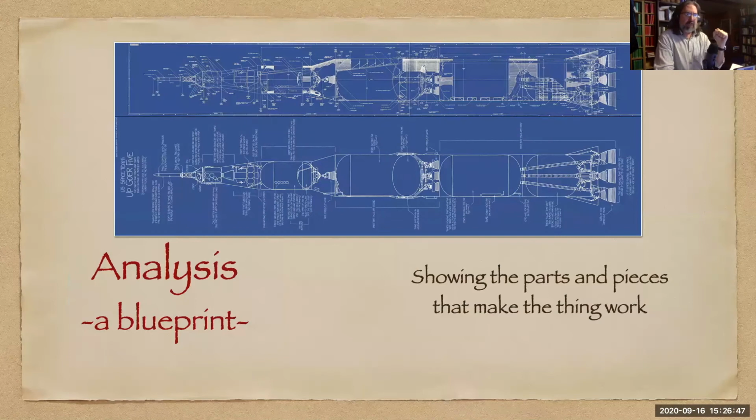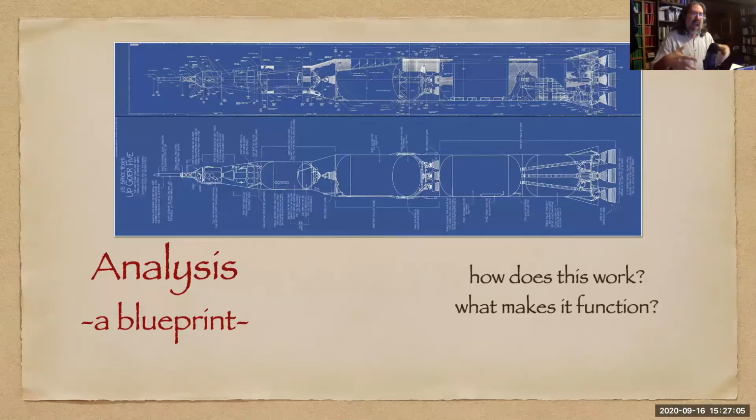All right. Analysis is different. Analysis looks at the parts and pieces that make that thing work. So analysis is more like a blueprint. So if we think of description as a photograph of the thing, you should begin thinking of analysis as a blueprint of what's inside that thing. How does this work? What makes it function? Okay. So we've got description. Here's what's there. Analysis is the nuts and bolts. This is how it works. This is what makes it function.